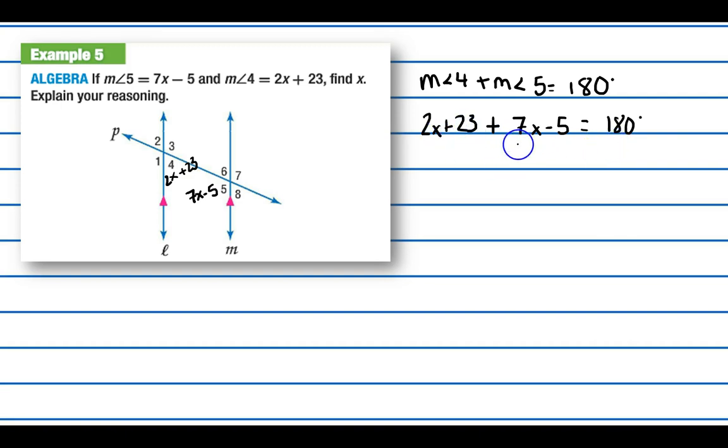Now I combine like terms and simplify. So 2x plus 7x is 9x. I can do this because they are on the same side of the equal sign. Then 23 minus 5 is positive 18, which is equal to 180 degrees.